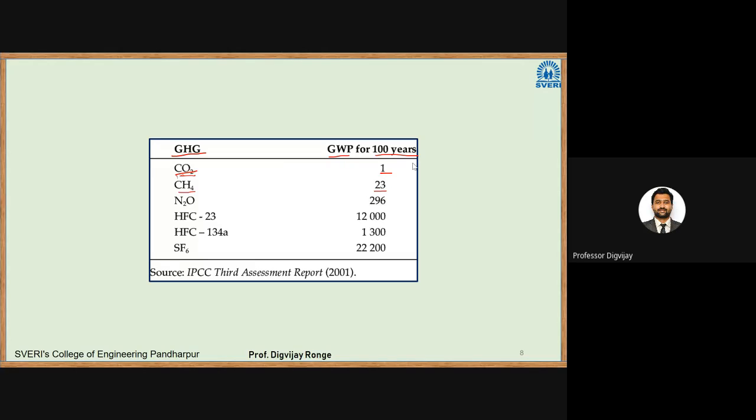Okay. Now next is N2O. It has a global warming potential of 296. That means it has the ability to create a thermal impact 296 times that of CO2. If you go here, HFC has 12,000 GWP, and SF6 has 22,200 GWP. So our effort should be to minimize the GWP, and the ODP, ozone depletion potential, should be 0. Okay.